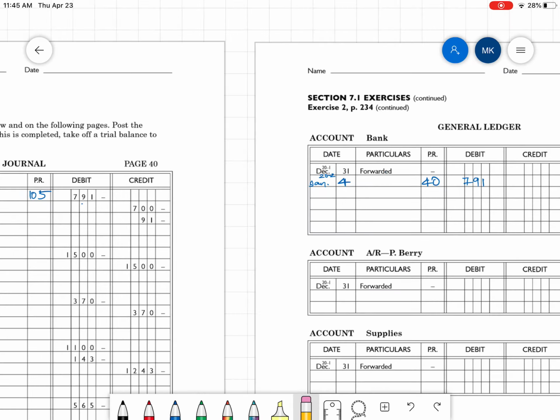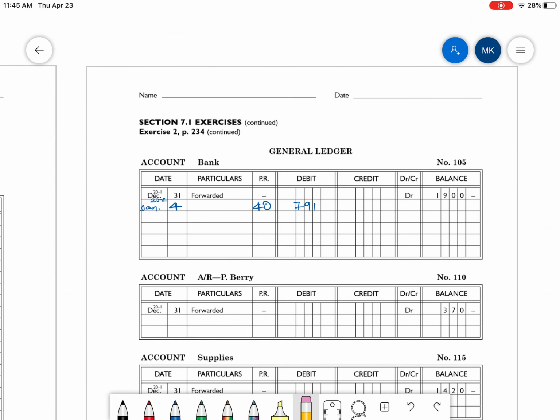Alright. Then 791 debit. It already had debit 1900, so now the balance would also be debit, right? So 1900 plus 791 would be debit 2691. This can be J40 instead of just 40. Okay.